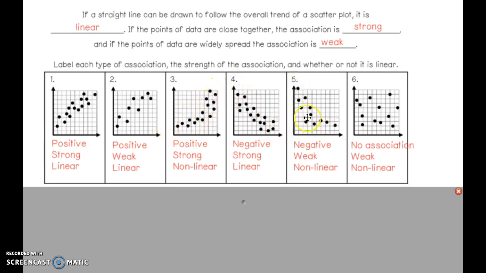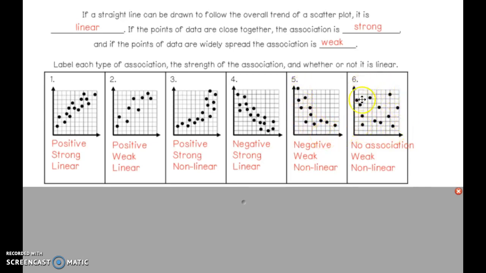Numbers 4 and 5 are both negative because the points are heading downhill, like slope dude would say, nice negative. This is a strong correlation because the points are very tightly packed together, where these are weak because the points are a little bit apart. This would be considered linear, and this has more of a curve to it, so we would say nonlinear.